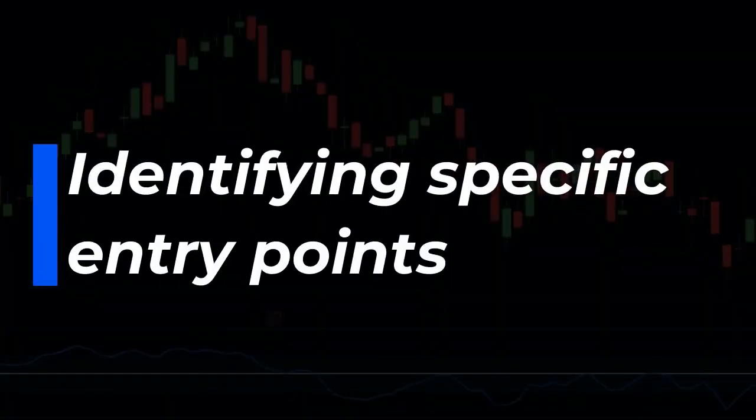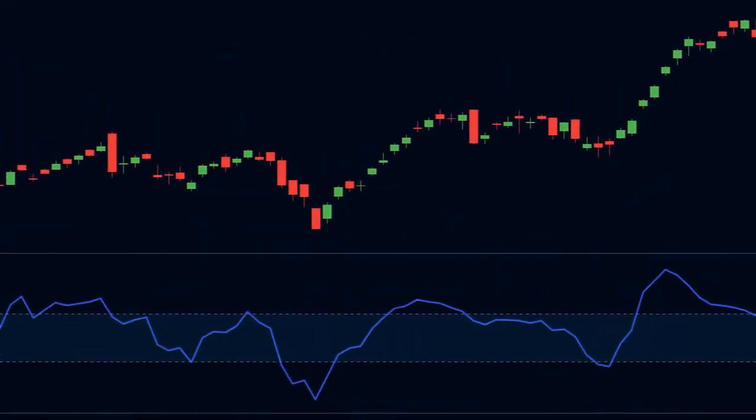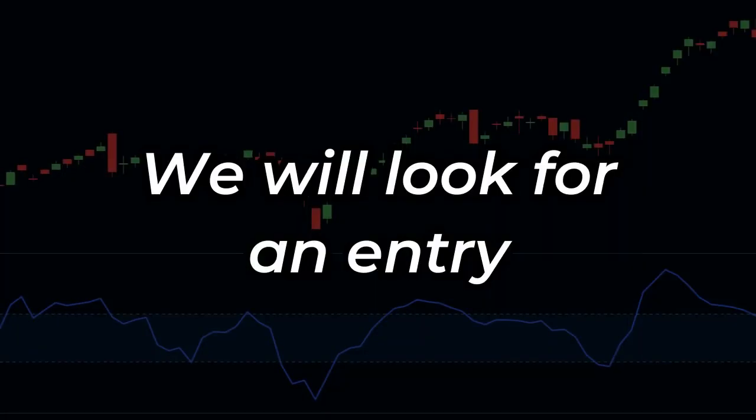Now let's understand how to identify specific entry points to enter in an uptrend. As I said before, 75% of the time, the CCI will stay within the range of plus 100 and minus 100. When the CCI exceeds beyond that price range, we will see a strong momentum in the trend of the market. Therefore, whenever the price exceeds this range, we will look for an entry.